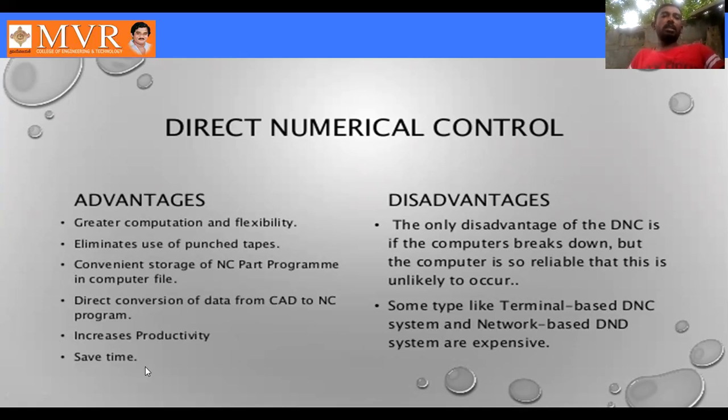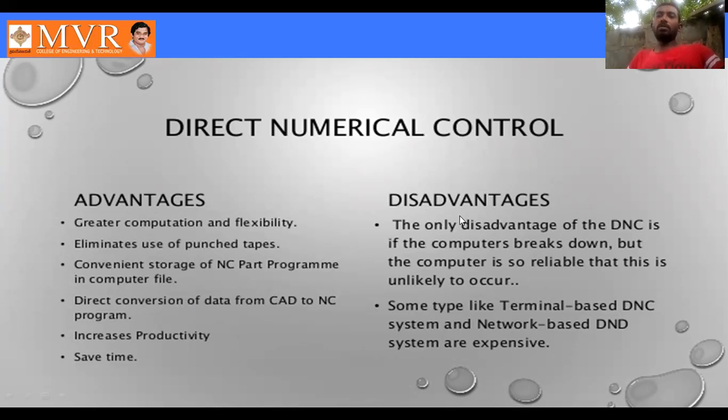The next one is increasing productivity. Day to day, hour to hour, it automatically increases productivity. It also saves time. By using direct numerical control, we save time. Why? Because a computer is running so many machineries, that's why we call it direct numerical control.